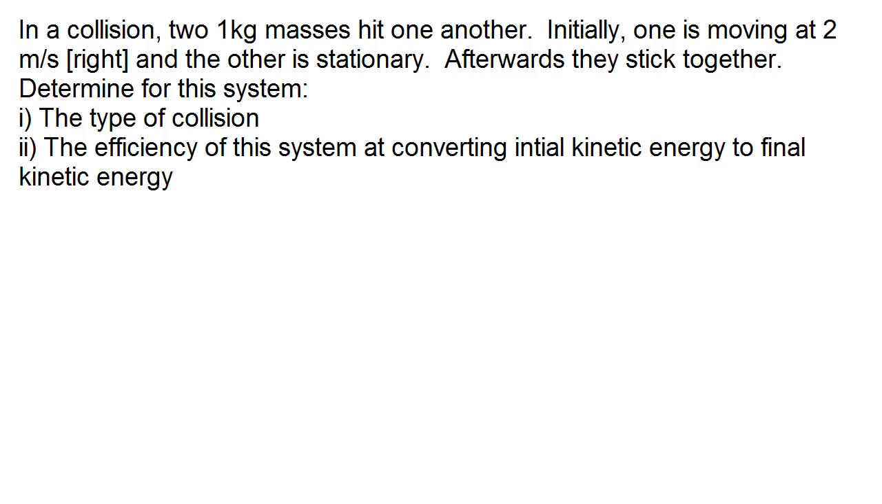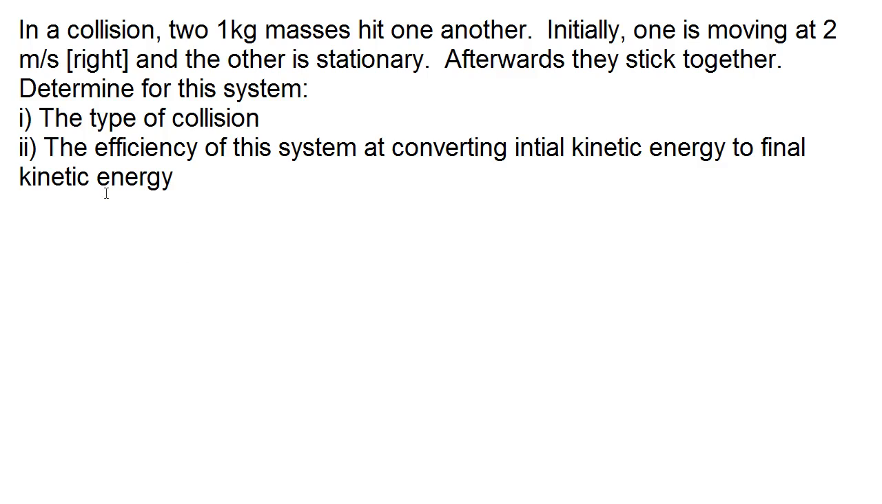So the idea here is we have two 1 kilogram masses that hit one another. Initially, one is moving at 2 meters per second to the right, and the other is stationary. Afterwards, they stick together. And for this, you want to figure out the type of collision. In order to do so, you need to check to see if energy is conserved or not conserved. As we're only dealing with things moving, we're only going to deal with kinetic energies. However, to do so, we need to know the velocities of everything both before and after the collision.